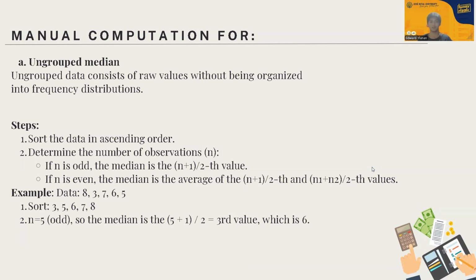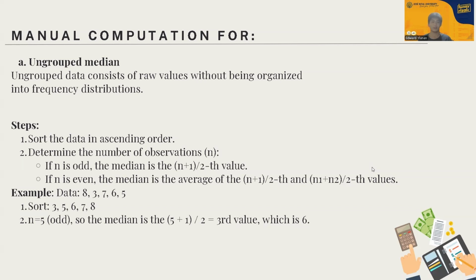If n is odd, the median is the (n plus 1) over 2 value. If n is even, the median is the average of the (n over 2) and (n over 2 plus 1) values. Example, the data are 8, 3, 7, 6, and 5.